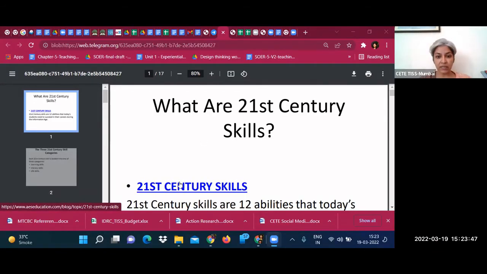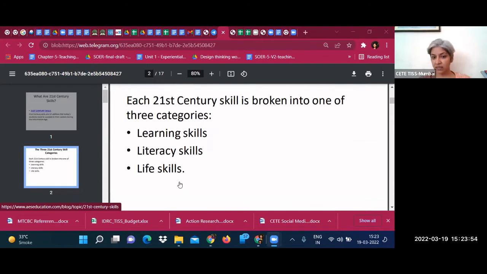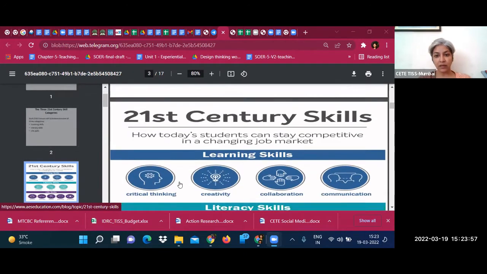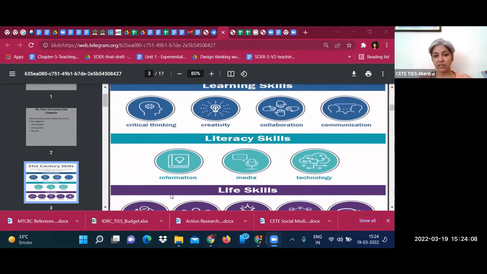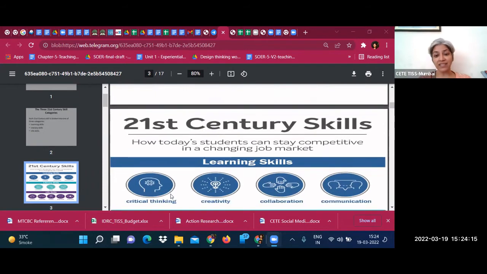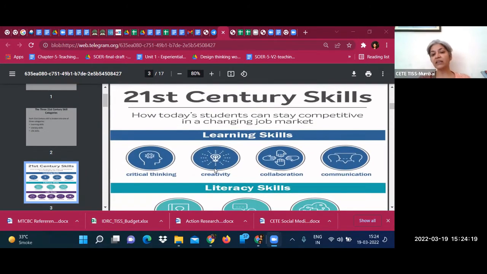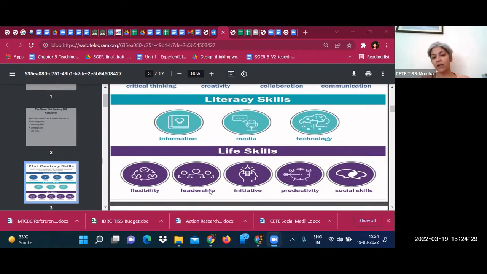Okay, so I'm going to share the screen. We discussed what the 21st century skills are, and then the three kinds of skills: learning skills, literacy skills, and life skills. Learning skills are critical thinking, creativity, collaboration, and communication. Literacy skills are related to information, media, and technology. And life skills are flexibility, leadership, initiative, productivity, and social skills.